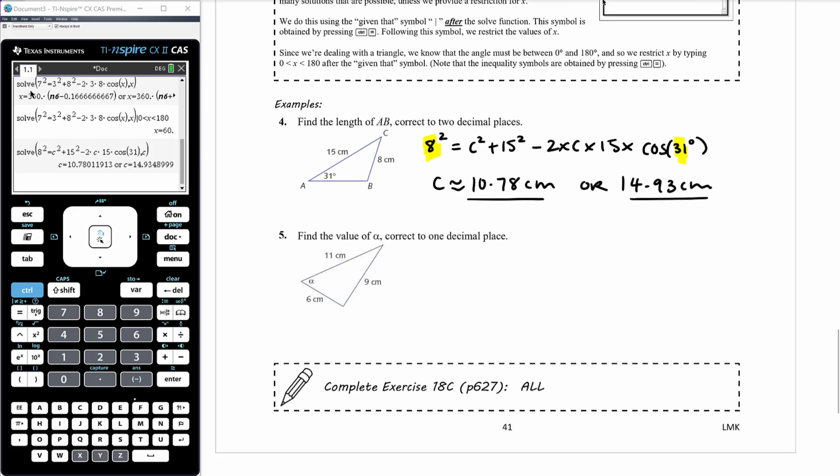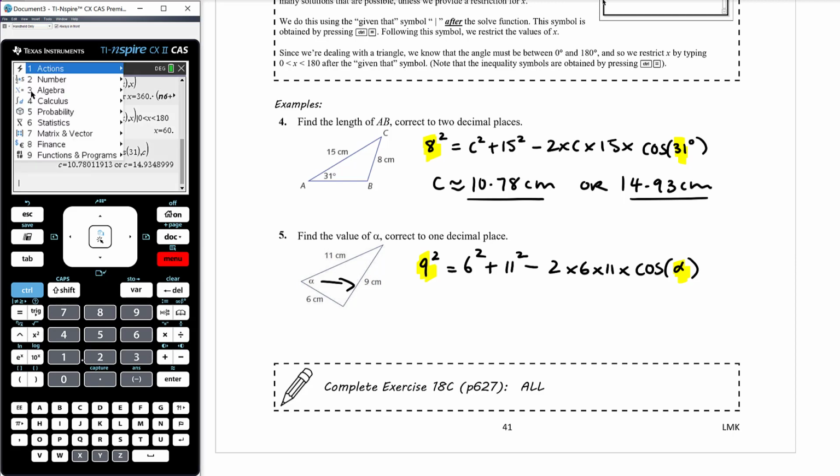Okay, question 5, find the value of alpha correct to 1 decimal place. So this is the angle we're trying to find. There's only one angle in the cosine rule, so it needs to be the one we're trying to find. Cos of alpha, and again the angle in there has to match up with the side length on the left hand side of the equation, so this has to be 9 squared here, and then it's just the other 2 squared and added together, 6 squared plus 11 squared, or 11 squared plus 6 squared, minus 2 times 6 times 11, or minus 2 times 11 times 6 times cos of alpha, and we're going to need to solve for alpha.